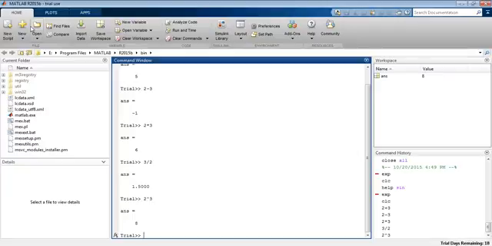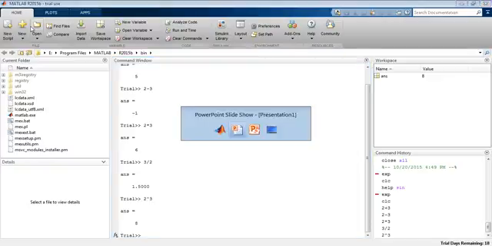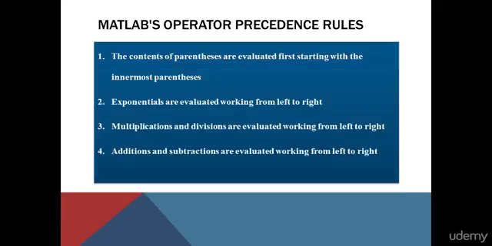Operator precedence determines the order in which operators get evaluated by MATLAB. MATLAB uses the standard mathematical operator precedence. From highest to lowest, MATLAB's operator precedence rules are: the contents of parentheses are evaluated first, starting from the innermost parentheses.